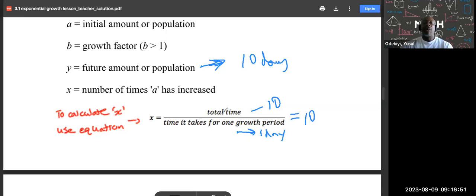Because we want to know how much it is in 10 days, but we need to put in the denominator the growth rate, which in this case is 1 day, but in another example could be, say, 3 days, okay? So x is made up of total time divided by the time it takes for one growth. You got to remember that, because that can throw you off depending on the question, okay?